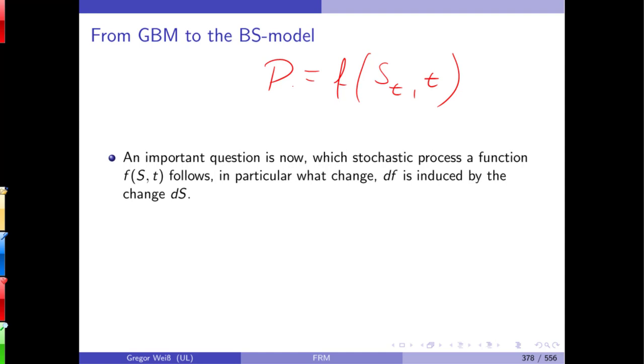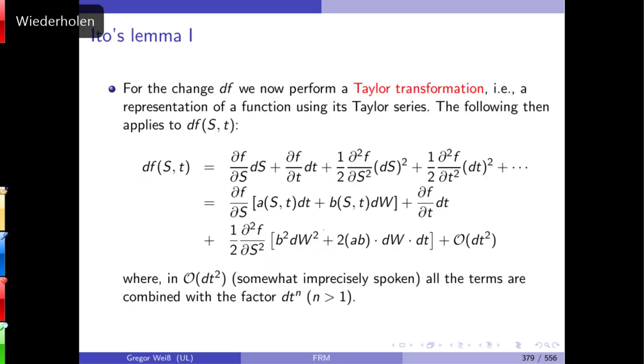So what we are looking for is the stochastic behavior of df, a change in the underlying in the option price, in the derivative price. Remember, dS_t is a change in the underlying price, but we are now looking at df_t, a change in the derivative price that is induced by a change in the underlying price. Quite clear? We are looking at the derivative, and that's a function.